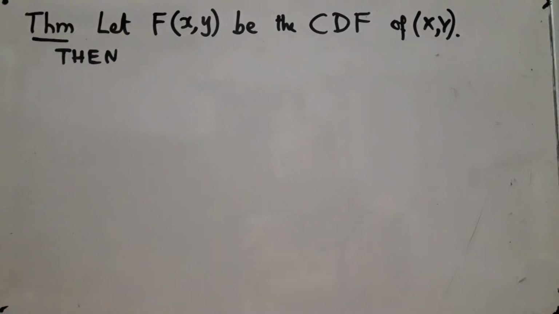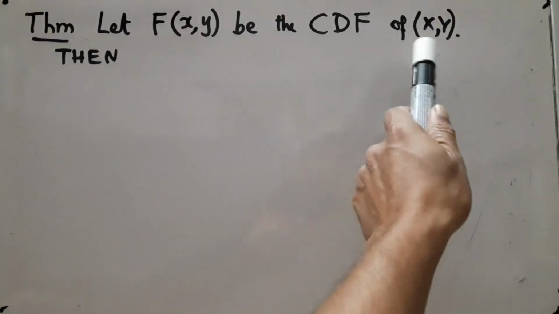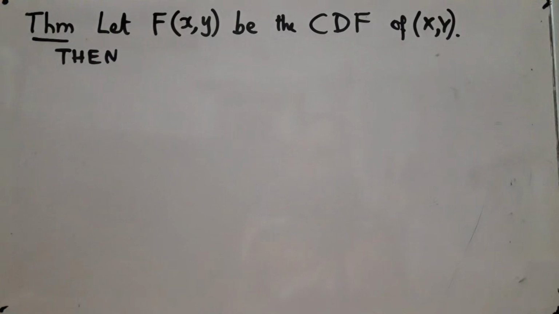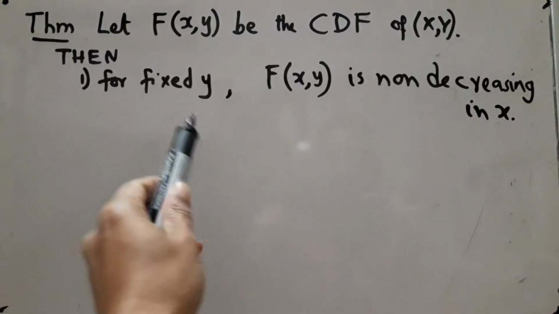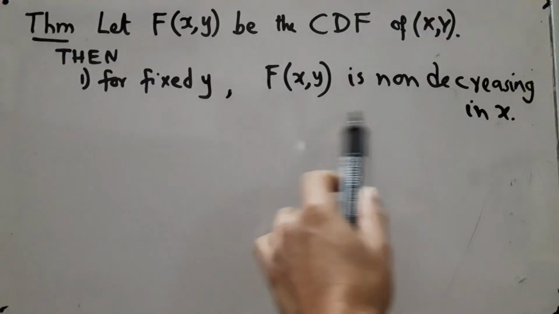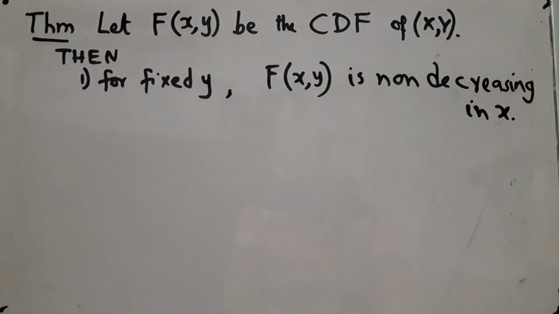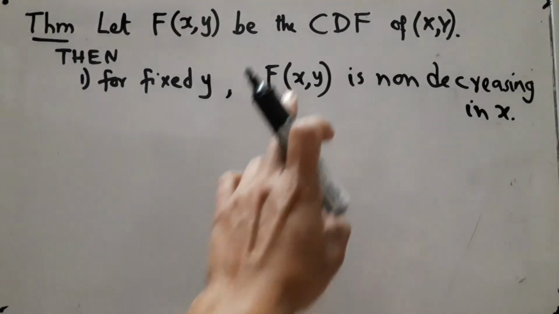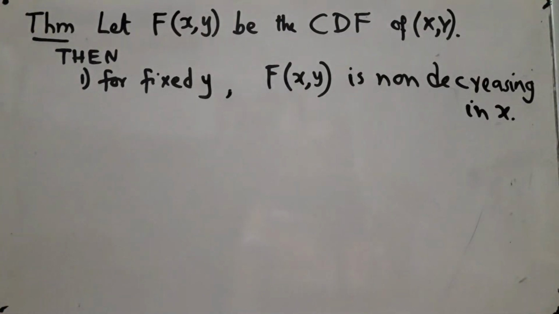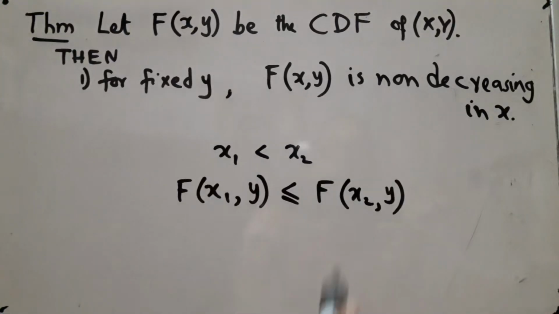Here we shall discuss some properties of bivariate joint distributions. Suppose F(x,y) is the joint CDF of a pair of random variables X and Y. Then for any fixed value of y, F(x,y) is non-decreasing in x. By this I mean, if you take two values x1 and x2, where x1 is less than x2, then F(x1,y) will be less than or equal to F(x2,y).